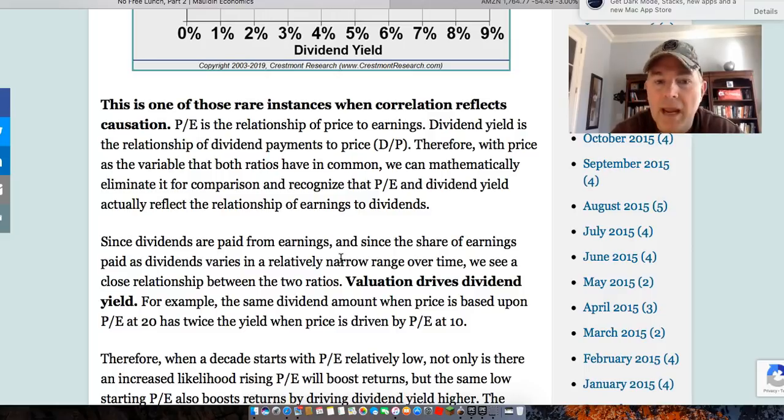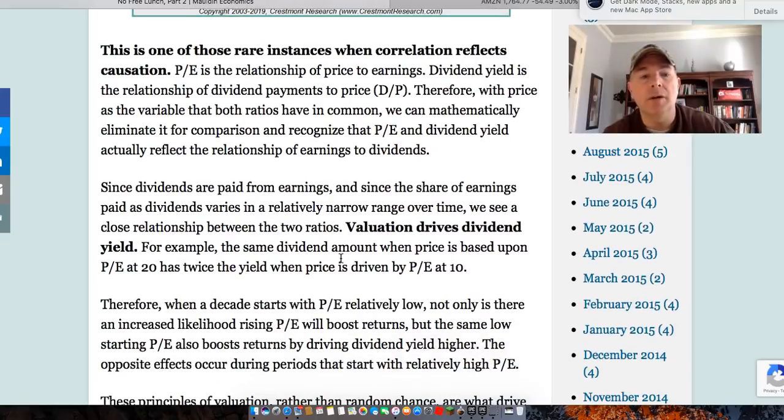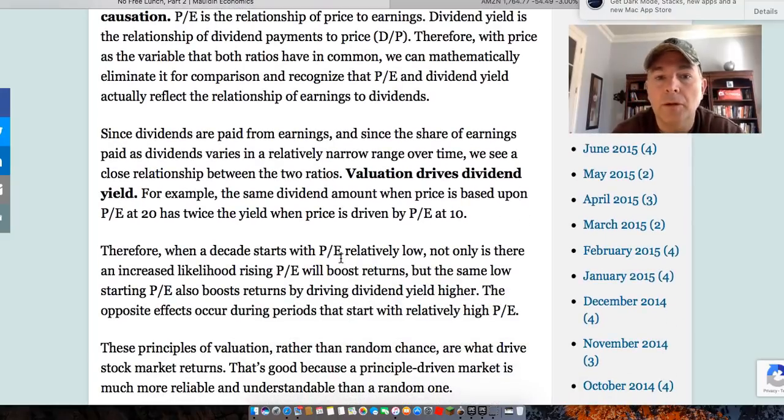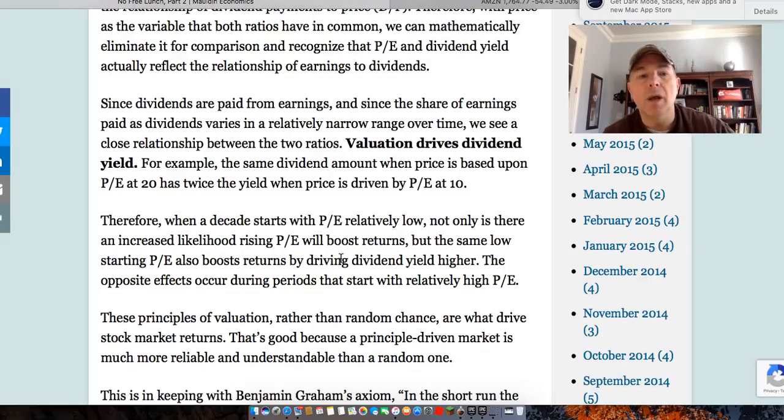Some dividends are paid from earnings, and since the share of earnings paid as a dividend varies in a relatively narrow range over time, we see a close relationship between the two ratios. Valuation drives dividend yield. For example, the same dividend amount when price is based on a PE of 20 has half the yield of when price is based on a PE of 10.